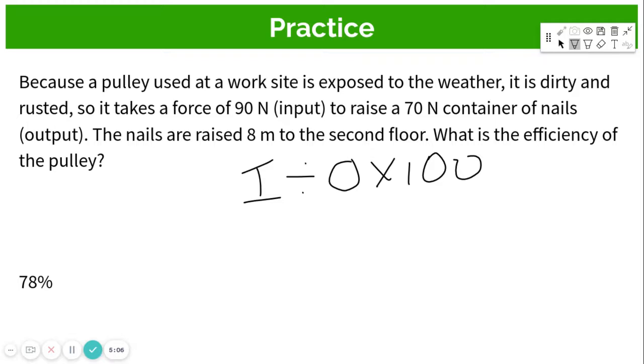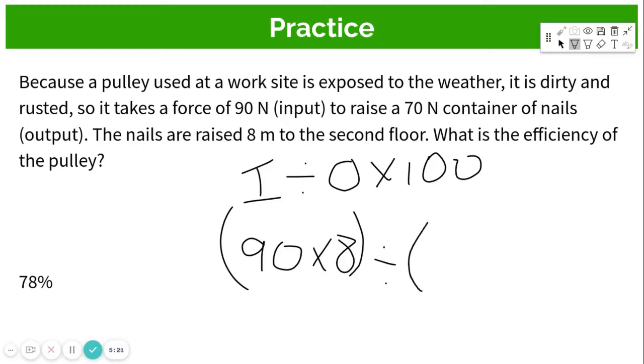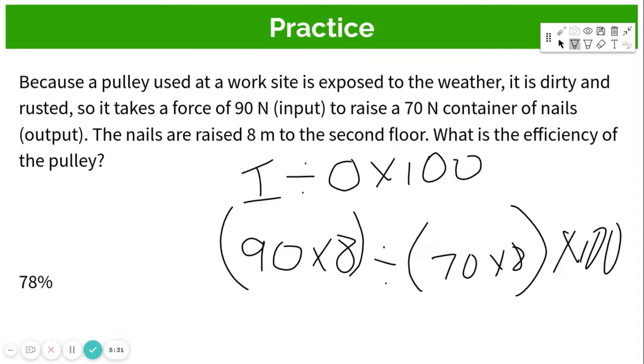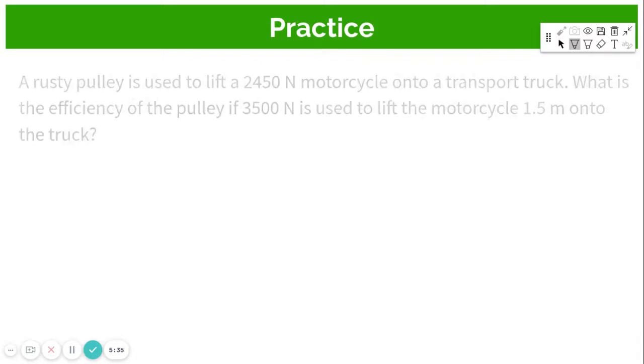Input was how much did we put in? Well, we put 90 newtons in. And we put that in over 8 meters, yes. But then what was our output? We divide by, let me put that in brackets, 70 newtons times the 8 meters that we have to do it, because we have to apply it over 8 meters, times 100, which will give us 78%. All right, that one may have been a bit tricky, may have gotten it wrong. No problem, let's try the next one, okay?